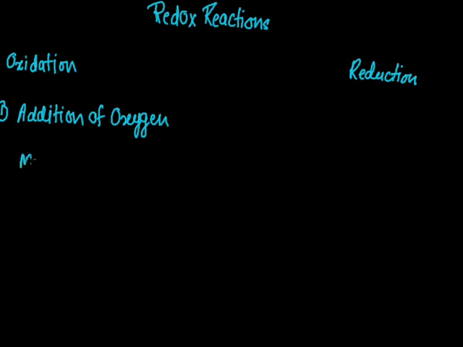We can take an example: magnesium reacts with oxygen and forms magnesium oxide in the presence of heat. In this reaction, magnesium doesn't contain oxygen, but after the reaction magnesium oxide is formed, and we can say that addition of oxygen to magnesium takes place. So we can say that in this reaction magnesium oxidizes into magnesium oxide.